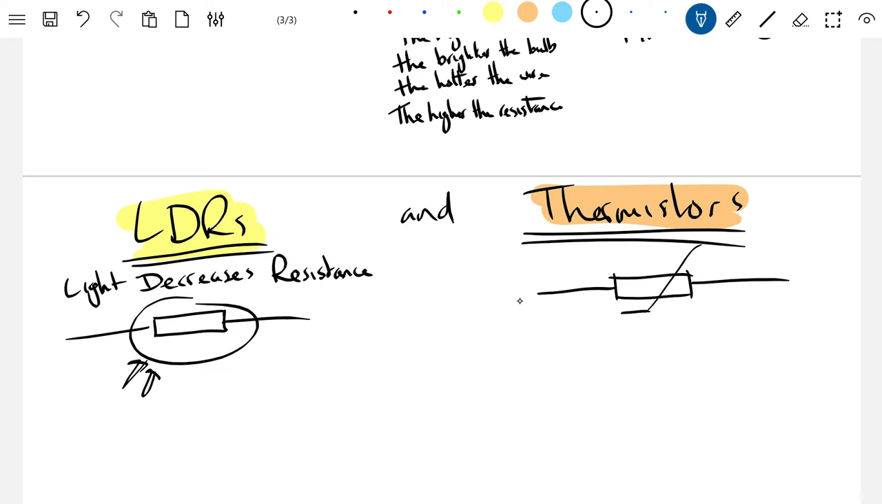Now, as well as remembering that light decreases resistance, a good way of remembering what a thermistor does is to remember what an LDR is. So LDR, light decreases resistance. Thermistor, heat decreases resistance.